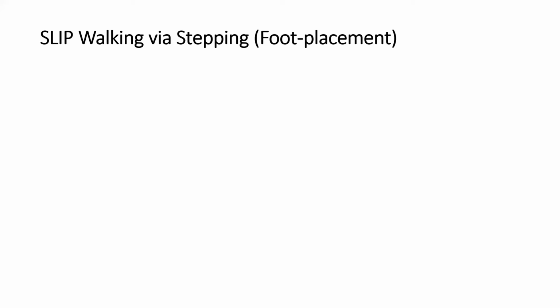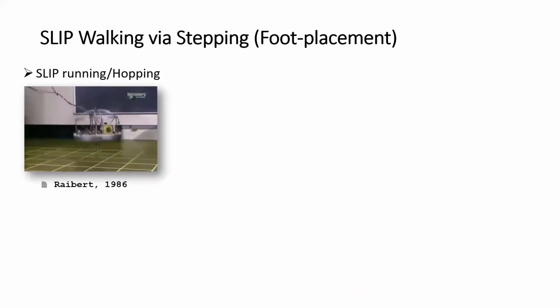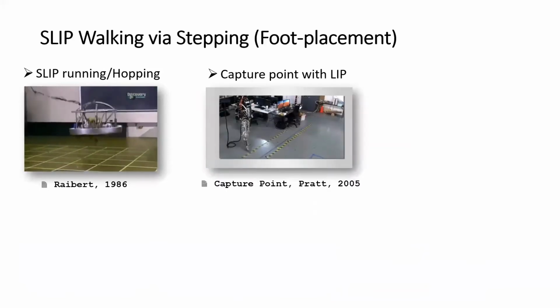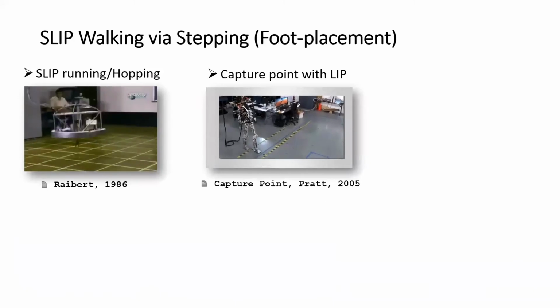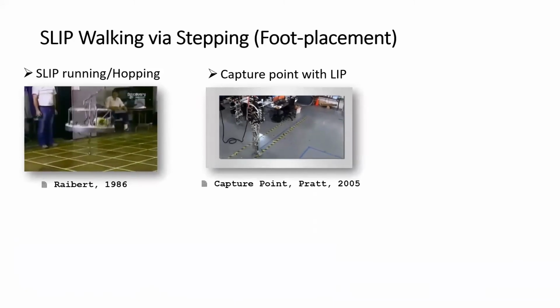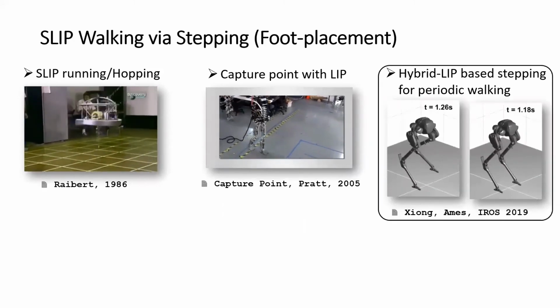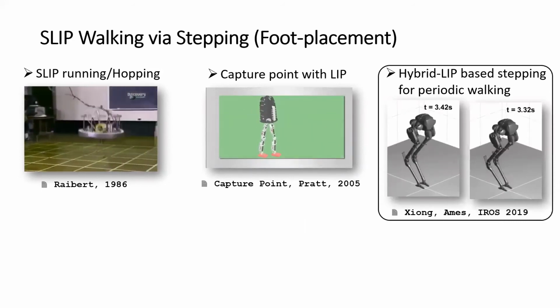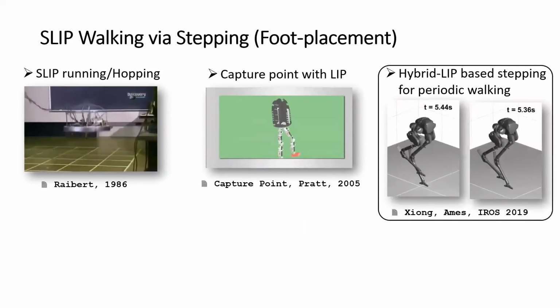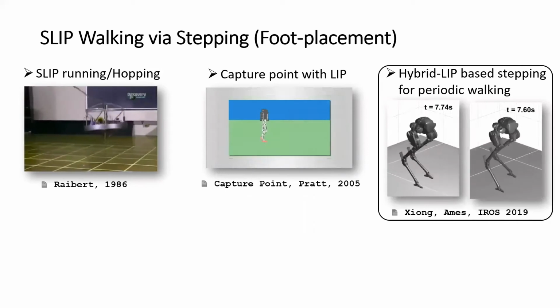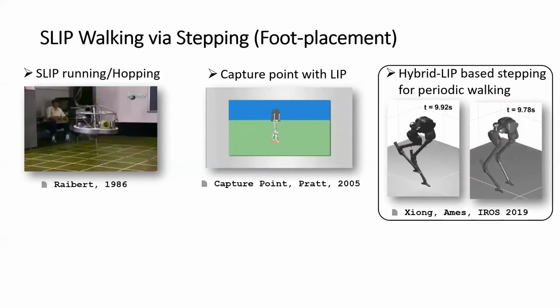The stepping approach is commonly used in the literature. The earliest example can be seen in Marc Raibert's robots in the 80s. The capture point is a different way of stepping to achieve the desired behavior. In our previous work, we also synthesized a stepping controller based on the hybrid LIP model to realize periodic walking on the underactuated robot chassis.